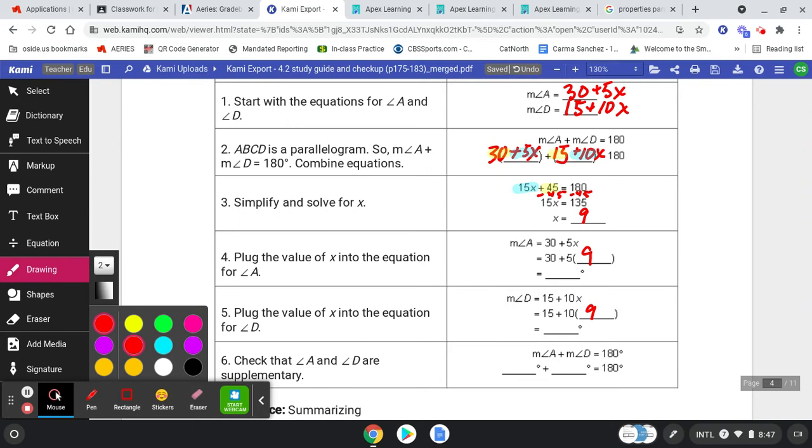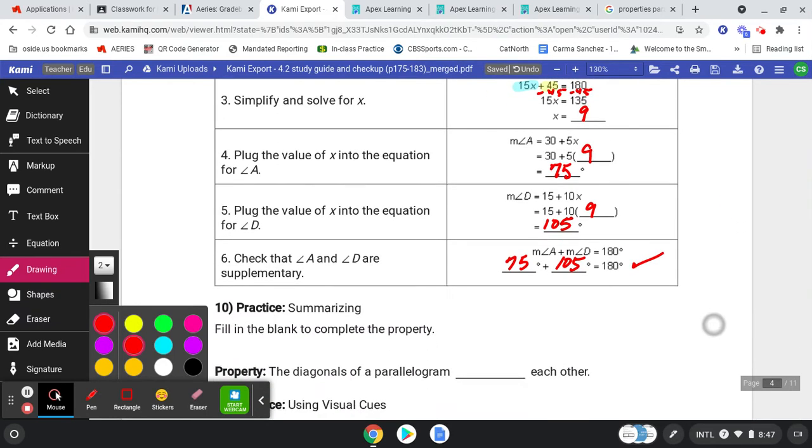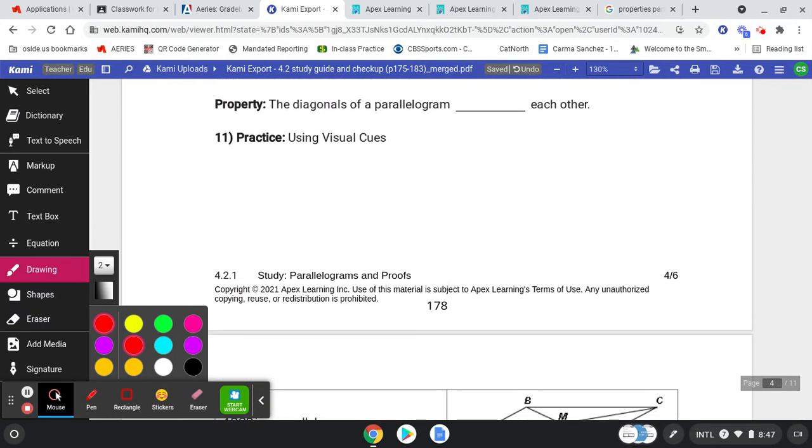So 5 times 9 is 45. 45 plus 30, do you see how this one gives you 75 degrees? And then 15 plus 90 is 105 degrees. Do you see how the 105 and the 75 add up to 180? Check that they are supplementary. And they are. Again, pause the video if you need more time here to finish writing that down.